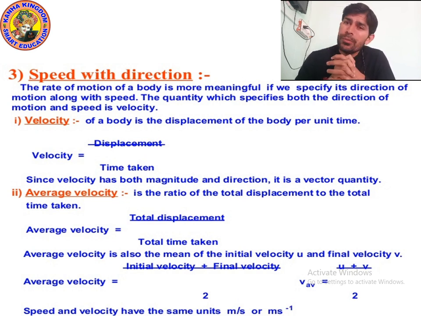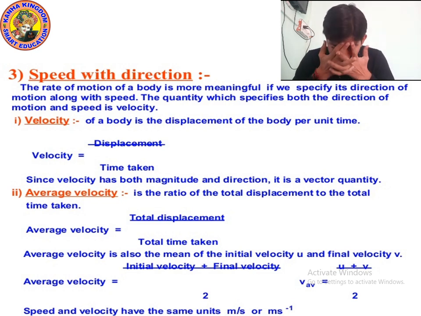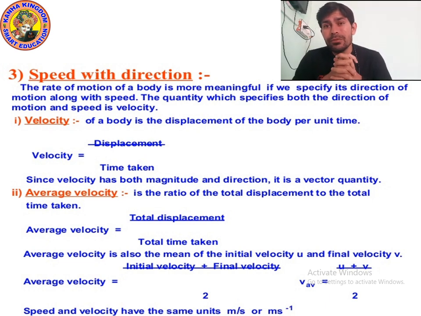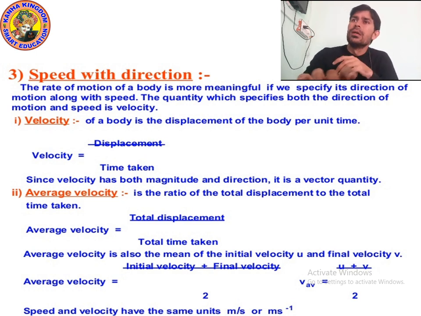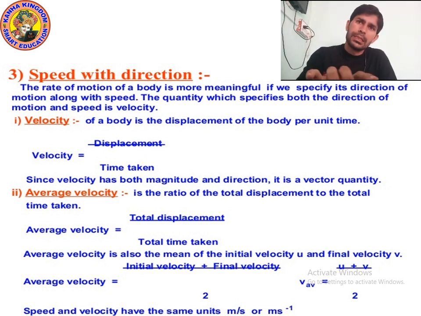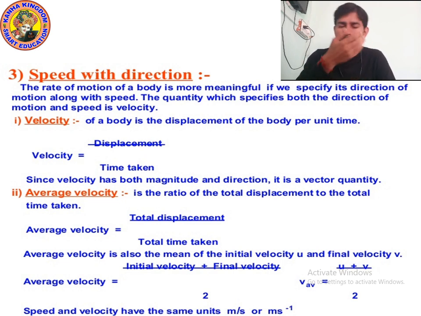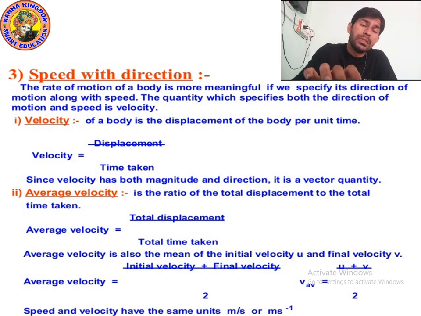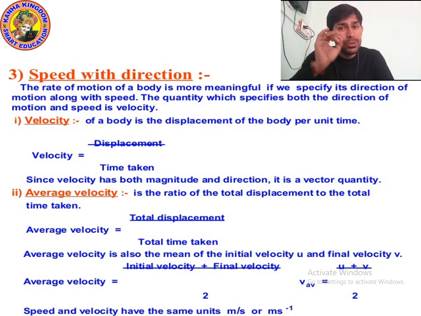The formula of speed is distance upon time. Distance is denoted by s, time is denoted by t, speed is denoted by v. So we can write v equals s upon t. V means speed, s means distance, t means time. Average speed is the ratio of the total distance traveled to the total time taken. What is the SI unit of speed? Meter per second. The SI unit of distance is meter, and the displacement SI unit is also meter.